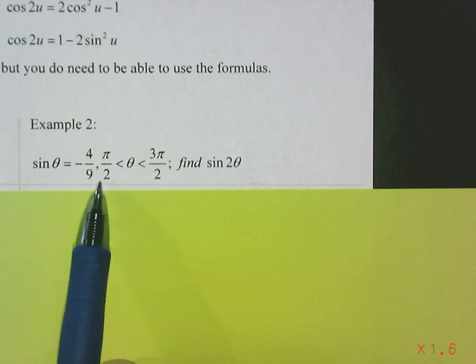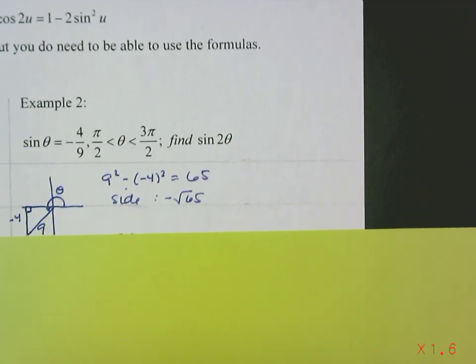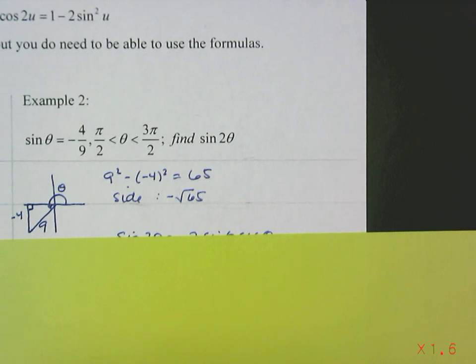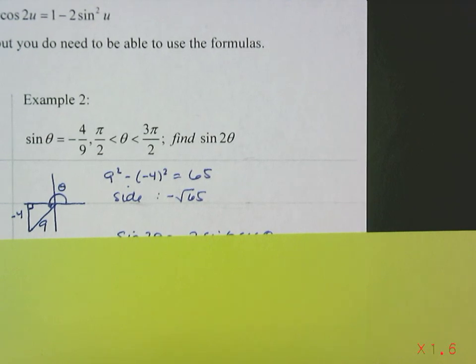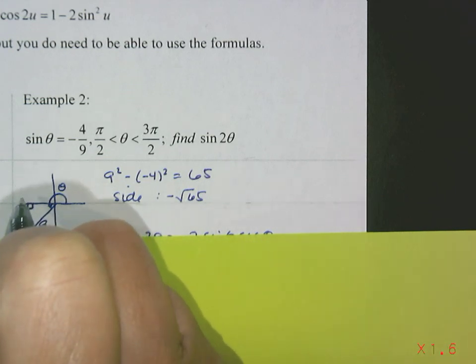Sine is positive in the second quadrant, but negative in the third quadrant. So I'm going to go ahead and draw this in quadrant 3. Once I draw it in quadrant 3, opposite is negative 4. Hypotenuse is 9. I can find my third side. It's going to be negative square root of 65.